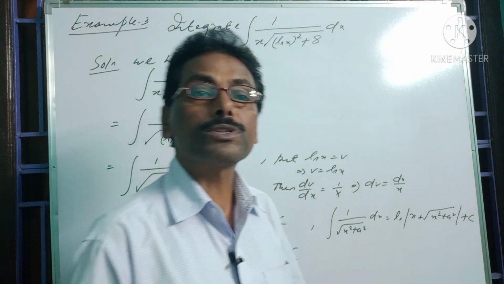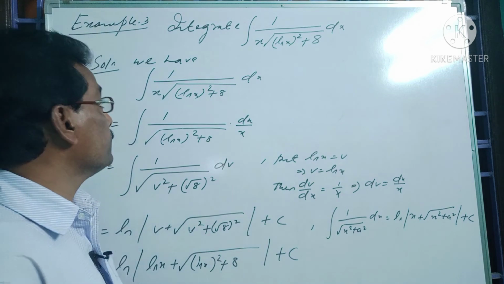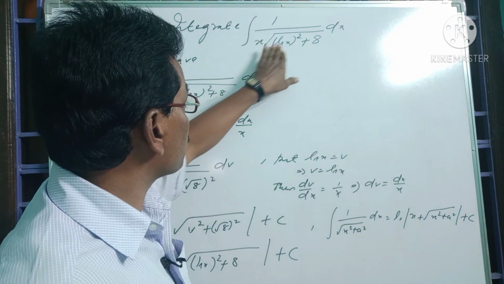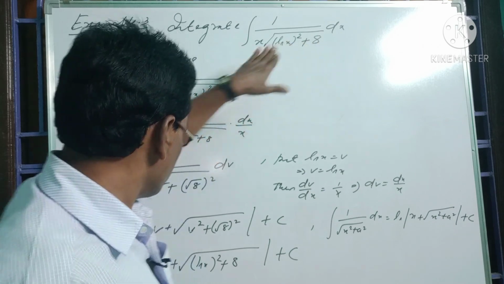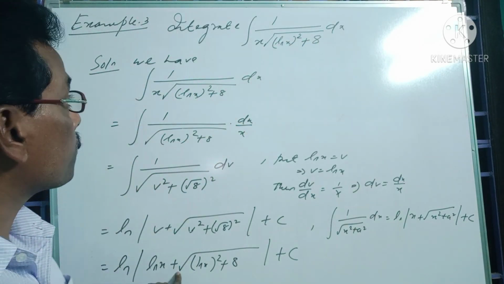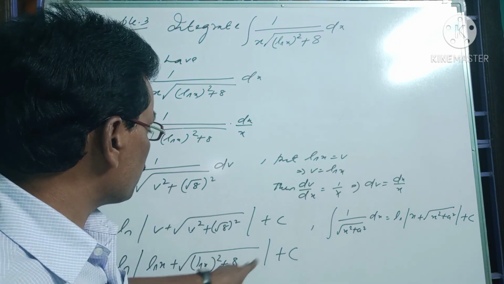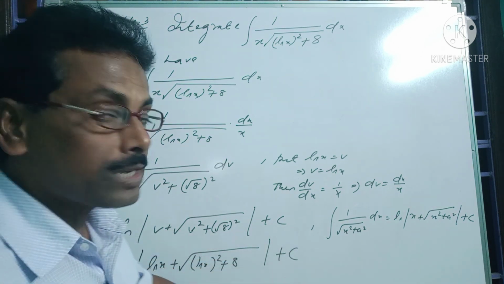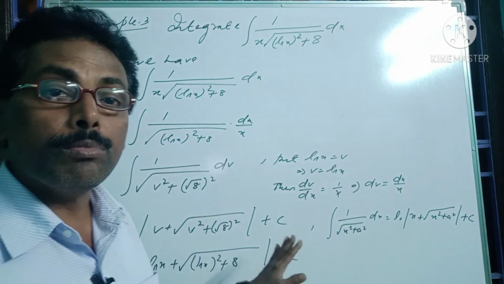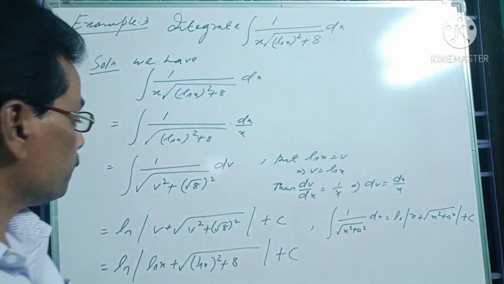Hence in the process of integration we became able to integrate the integral of 1 by x root of (ln x) square plus 8 with respect to x, which is nothing but ln of mod of ln x plus root of (ln x) square plus 8, mod, plus c, where c is the constant of integration. Hence the result is completed and we became able to integrate the integral.